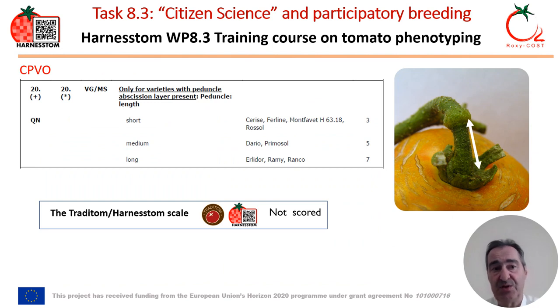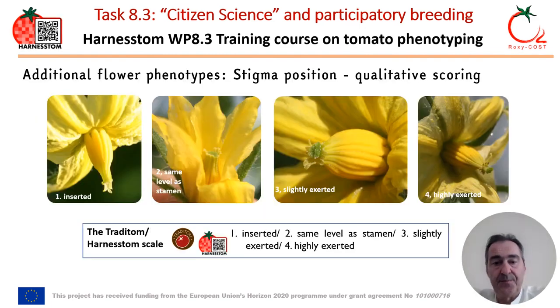Related to the abscission layer, and only for varieties with the abscission layer, trait number 20 in the CPVO protocol considers the length of the peduncle from the calyx to the layer. The protocol foresees 3 classes related to reference varieties. We actually never adopted or used this trait in our screenings.